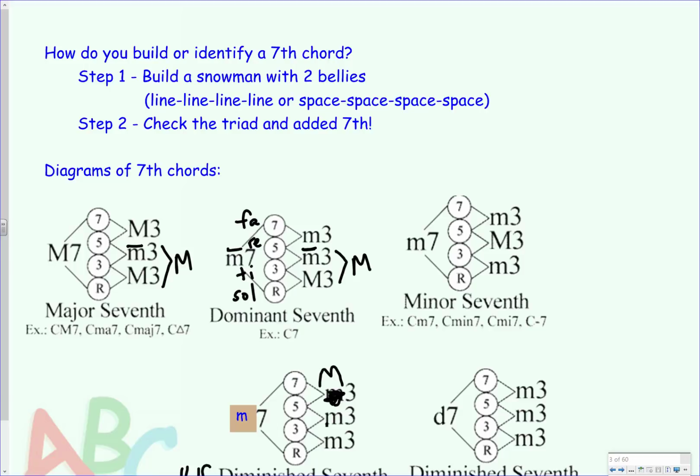Our next type of 7th chord is the minor 7th chord. So in the minor 7th chord, you can probably guess that we're going to have a minor triad and a minor 7th. Let's break it down by the intervals. So from root to third, we have a minor third, and from third to fifth, we have a major third. So here, in a minor 7th chord, we have a minor triad. And from root to 7th, a minor 7th.